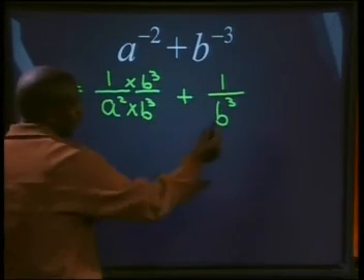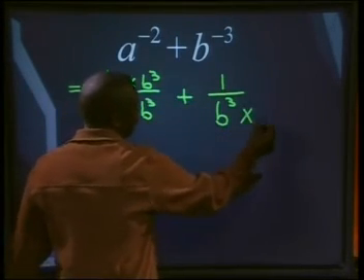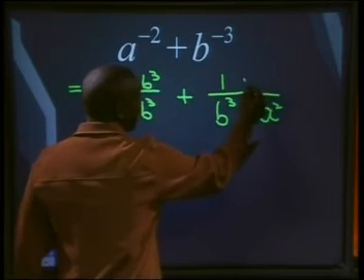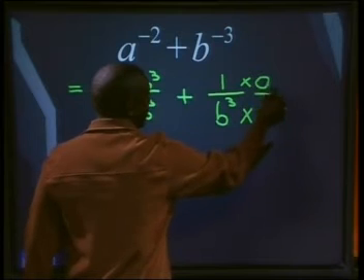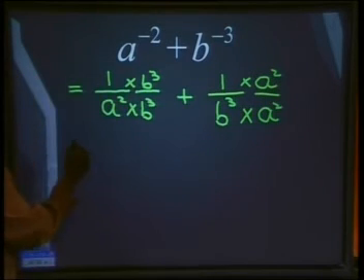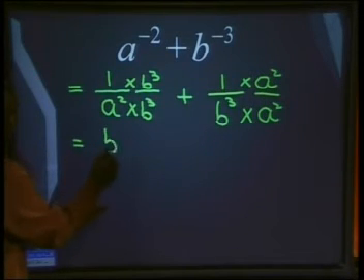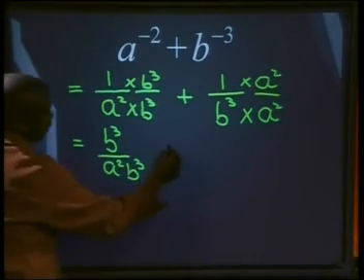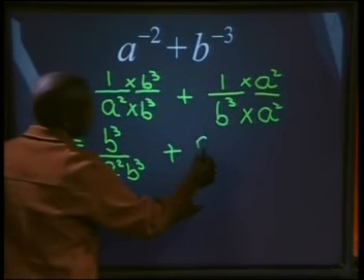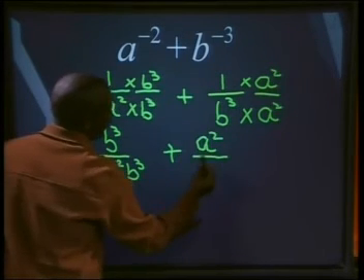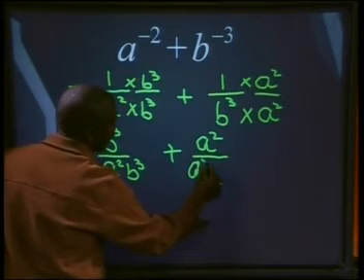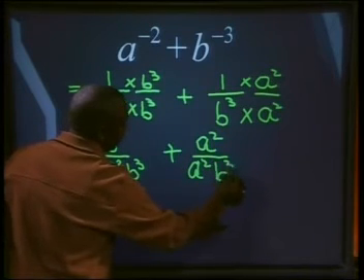We need an a squared. That means we multiply the bottom there by a squared. Golden rule, we do it as well at the top. So to be a to the power 2. Now what do we have? We have b to the power 3 over a squared b to the power 3 plus a squared over b. Okay, we can write it as a to the power 2 b to the power 3.